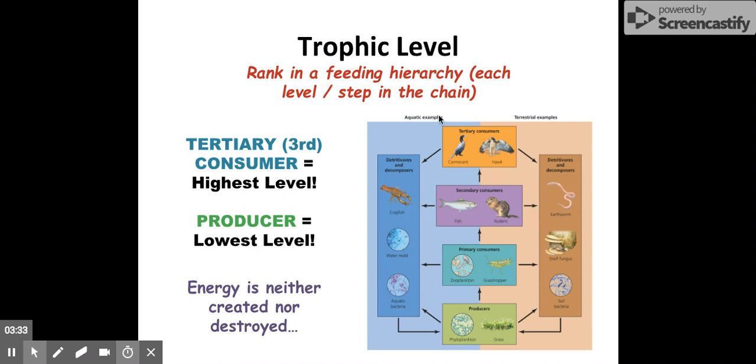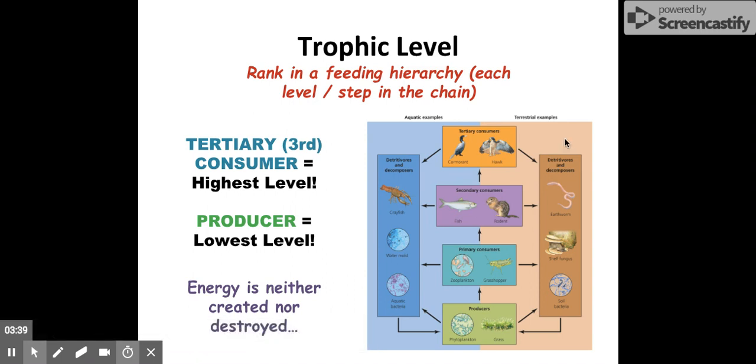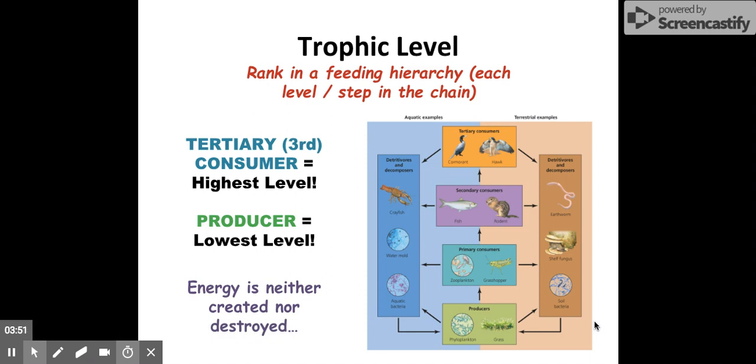Notice also that on the sides of this diagram, there are decomposers and detritivores listed. They break down the wastes and dead remains of the trophic levels and return nutrients and matter back to the soil so that producers can use them again. They do not, however, recycle the energy. That's going to get transformed and eventually lost as heat.